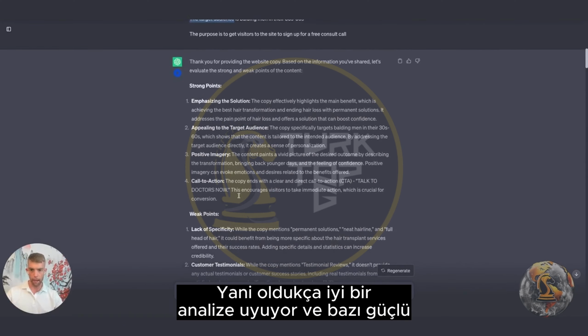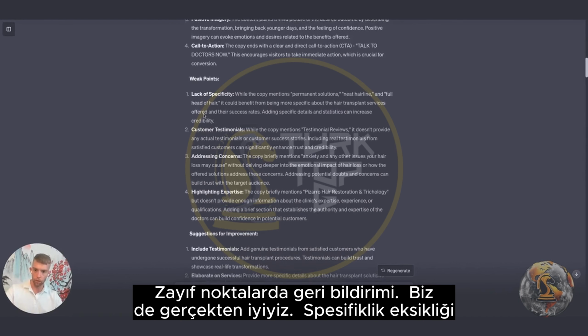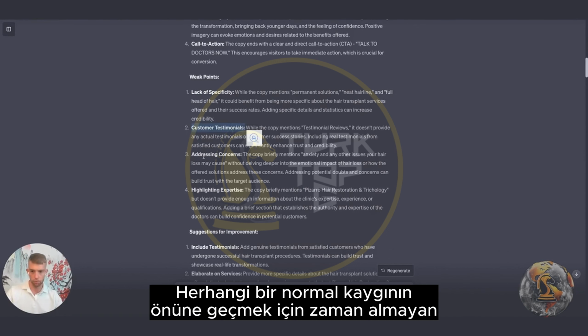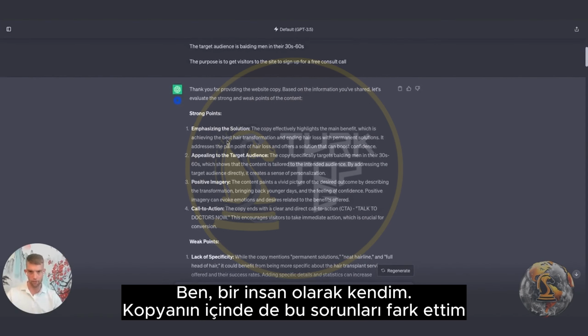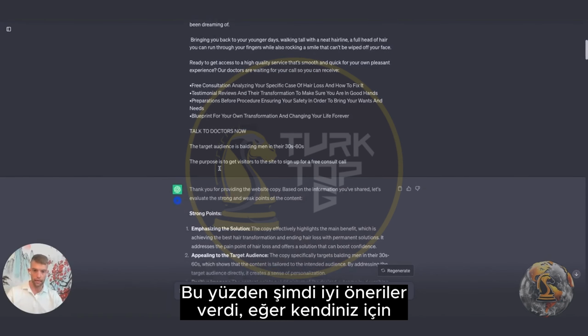So it spit back a pretty good analysis. It gave some good strong points, some things that the student was doing well. And the weak points it spit back were also really good: the lack of specificity, lack of social proof, not taking any time to preempt any of the normal concerns, et cetera, et cetera. These were all things I noticed myself when I looked at it as this person, as me. I noticed these problems inside of the copy as well. So it gave good suggestions.